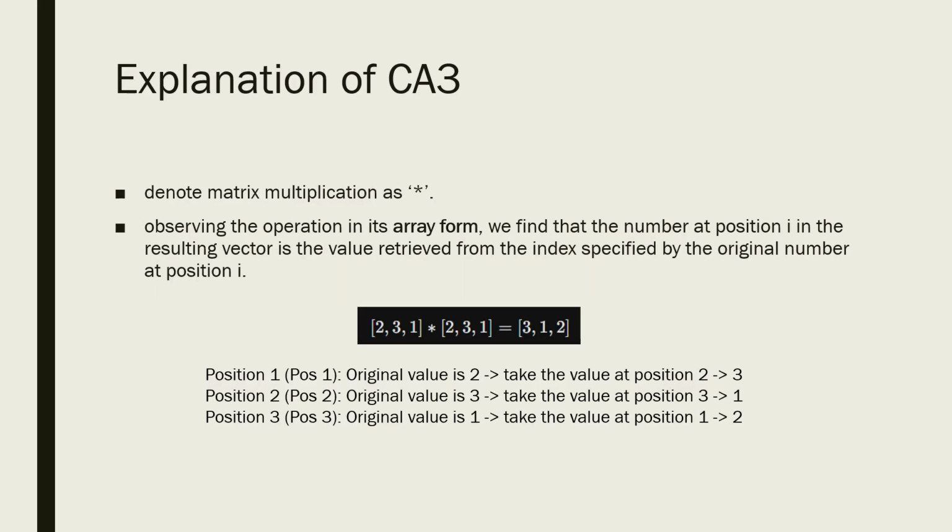If we observe the operation in array form, we can find a fascinating rule. The number at position i in the resulting vector is a value retrieved from the index specified by the original number at position i.